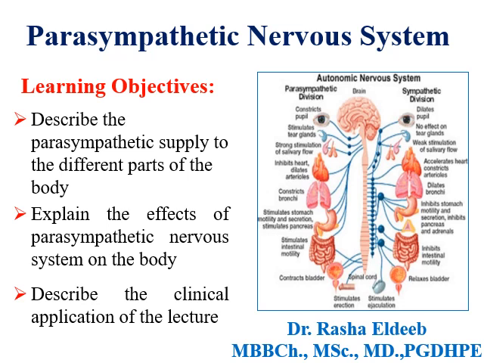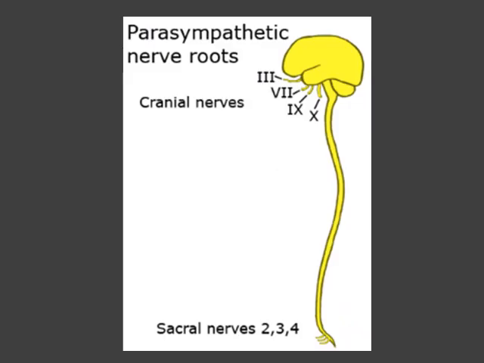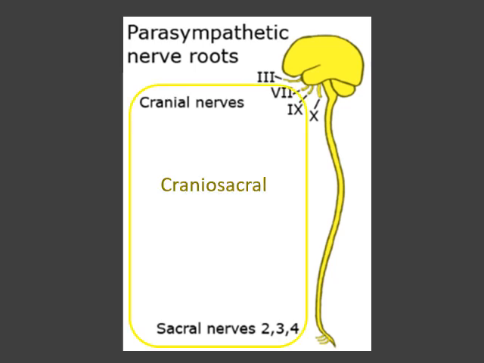This session describes the parasympathetic nervous system. The learning objectives are to describe the parasympathetic supply to the different parts of the body, explain the effects of the parasympathetic nervous system on the body, and to describe the clinical application of this session. The parasympathetic division is the craniosacral outflow of the autonomic nervous system.